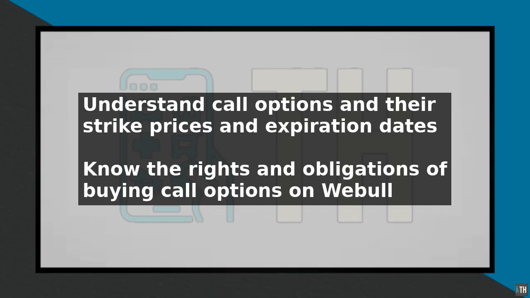Start by opening the Webull app and logging into your account. If you don't have an account, you will need to create one and deposit funds before you can start trading. Once logged in, navigate to the market page and search for the stock you want to buy a call option for. Select the stock and click on the trade button.